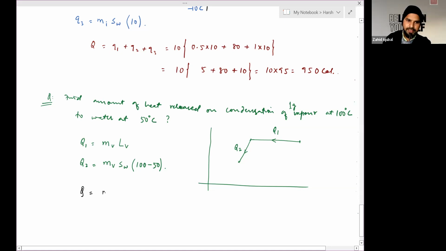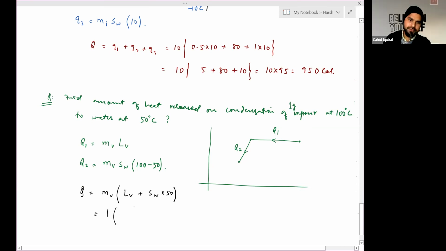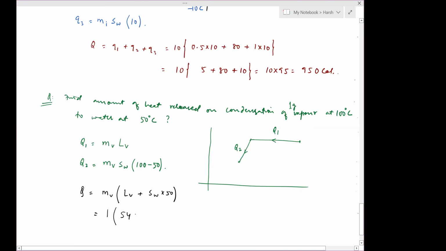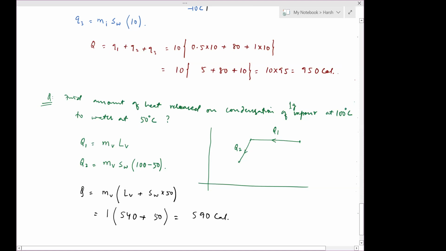Net amount of heat will be, taking m as common, m times latent heat of vaporization plus specific heat capacity of water multiplied by 50. So mass of vapor is 1, latent heat of vaporization constant is 540 plus 1 into 50. So it will be 540 plus 50, that will be 590. Okay. Oh, yes, sir. Sir, I didn't add 50. Okay.